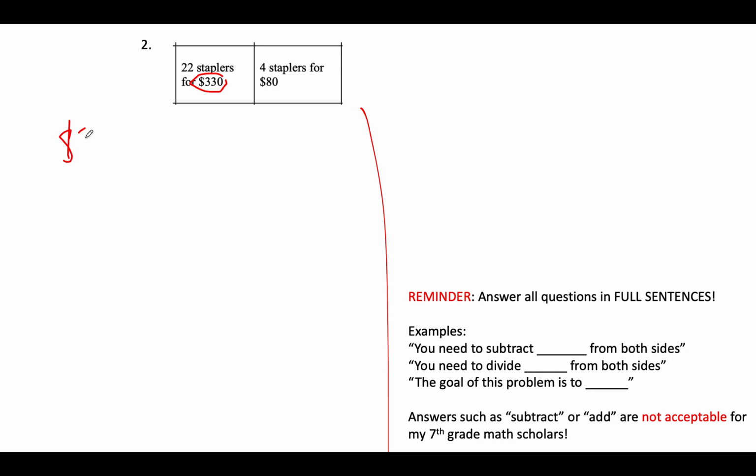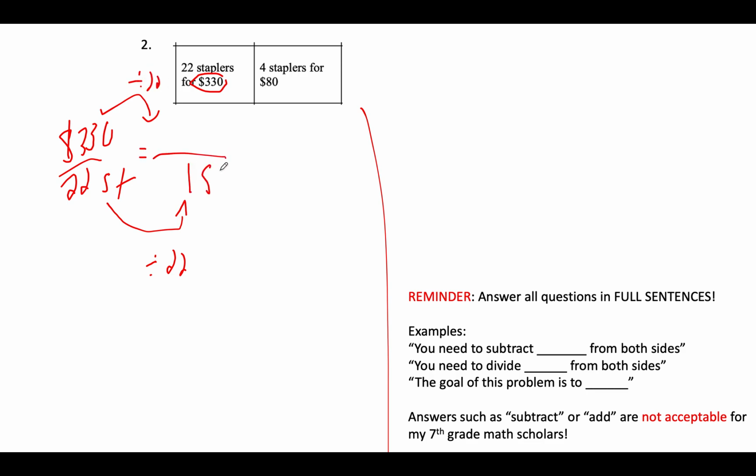We're going to put $330 on top for 22 staplers. So just 22, I'll call it ST. To find out the cost per stapler, we're going to divide both sides by 22. And that's going to give us one stapler. And 330 divided by 22 is going to be $15 per one stapler.